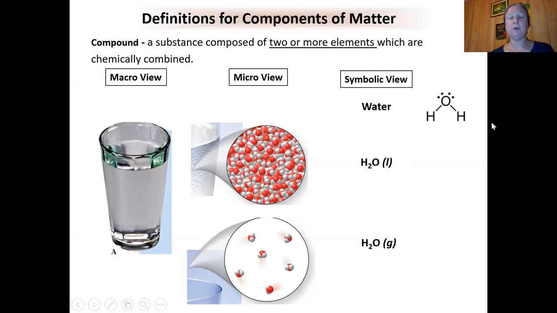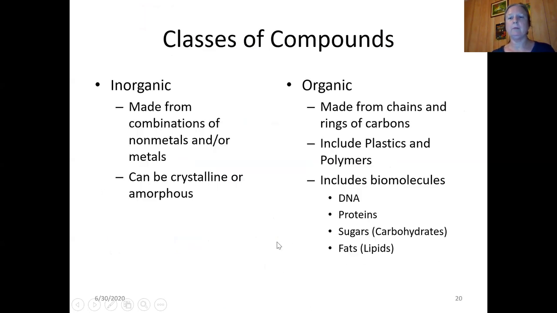There's the Lewis structure of it, which you'll learn to do. And there's our vernacular. And there's your macro. That's what we see when we look at water. This is what is in the microscopic. Liquid is disorganized and close together. Steam, vapor, is much farther apart and disorganized. So that's a compound.